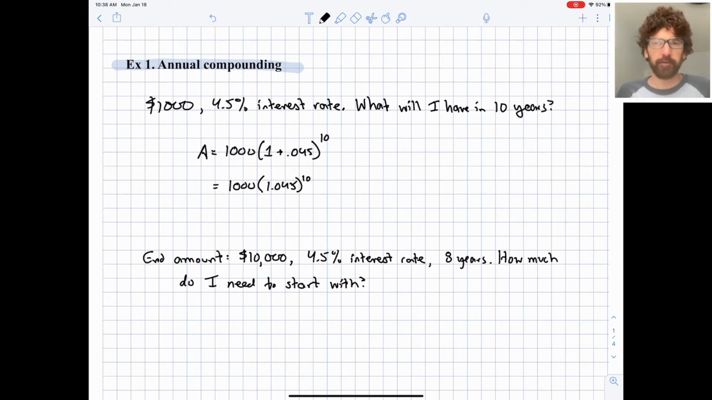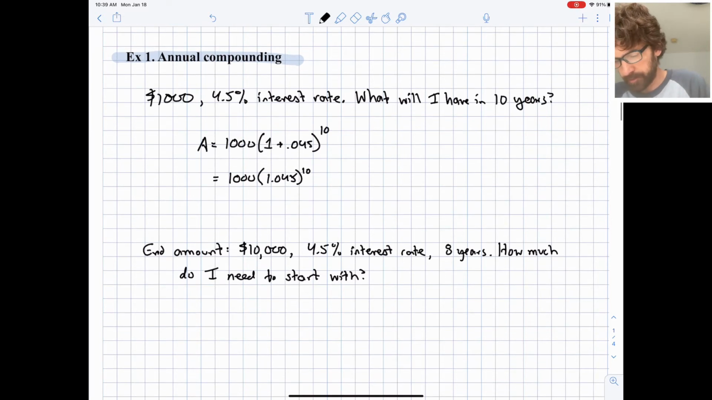My calculator advice is really to not have to write any intermediate numbers down, which would involve rounding and more writing than you need to do. Just type all this into your calculator and get an answer. I think it probably makes sense for these financial problems to just round to the hundredths place, so we're rounding to the cents. So after 10 years, we'd have $1,552.97.